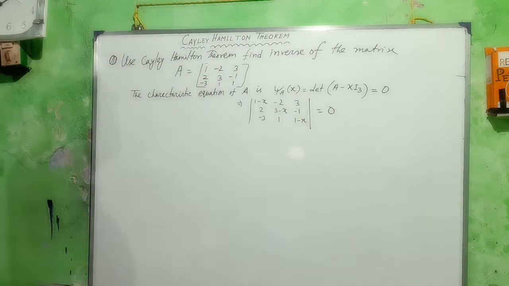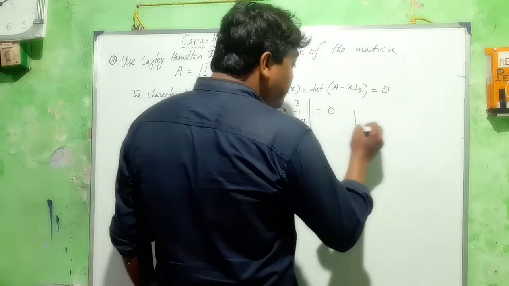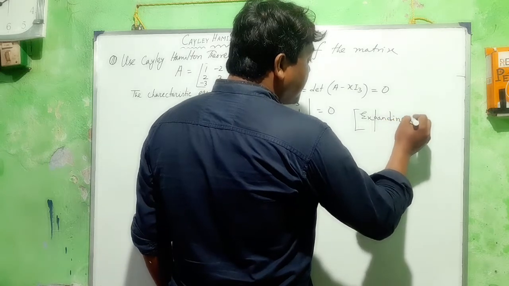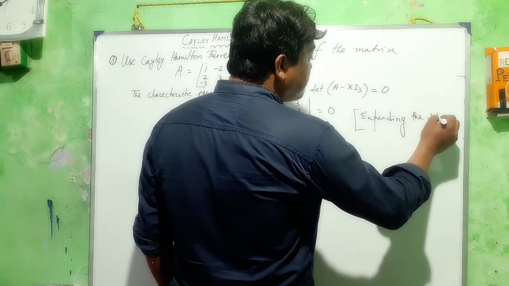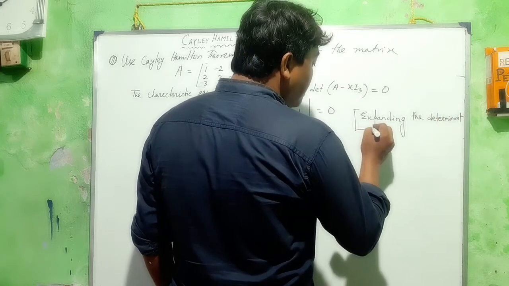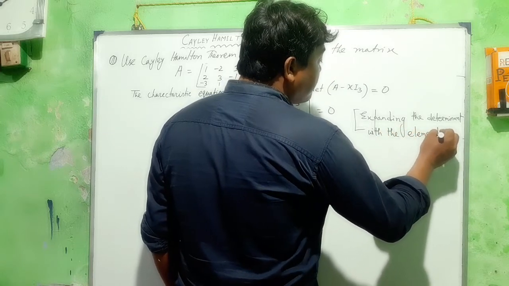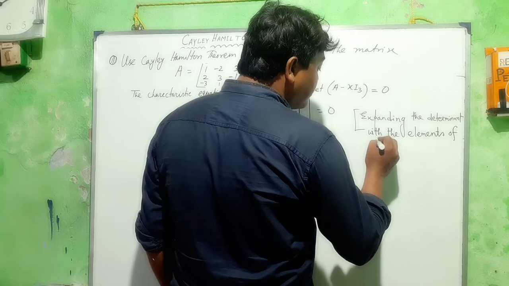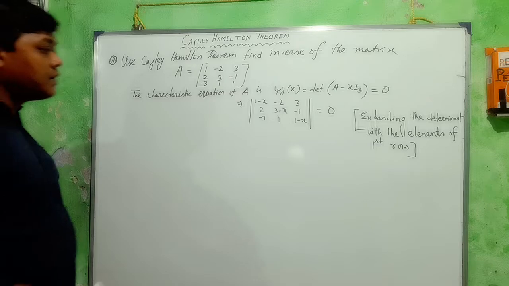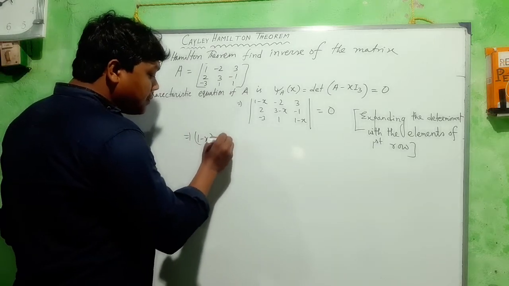Now we expand this determinant with the elements of first row. So this gives 1 minus x into determinant of what?